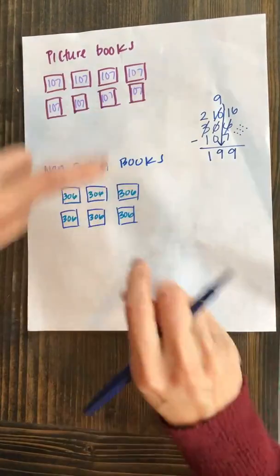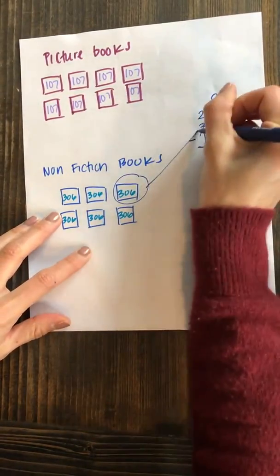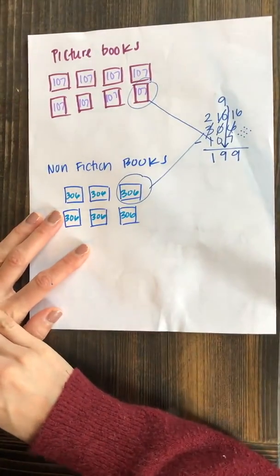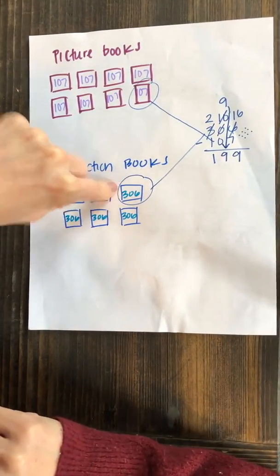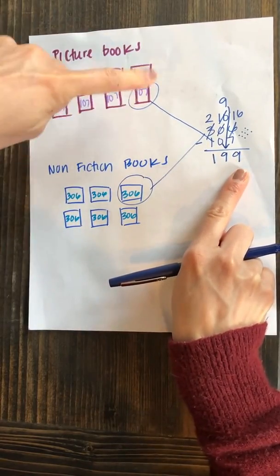So this means that on this bookshelf here, because we basically just subtracted this bookshelf from that bookshelf, this means that on this bookshelf here, we have 199 more books than we have on this bookshelf right here, okay?